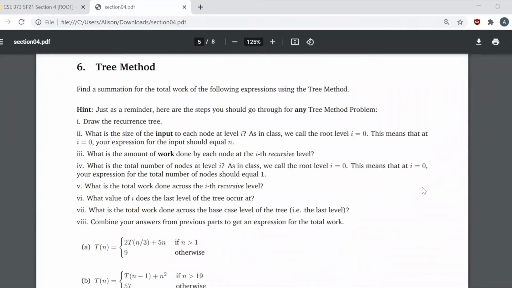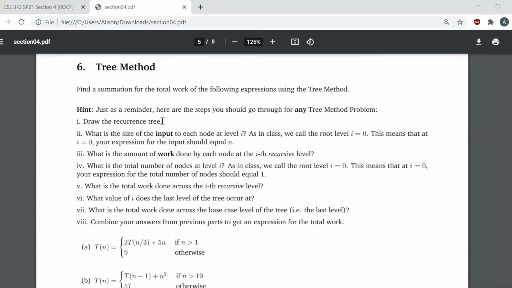Hi everyone, today we're going to be going over problem 6a, which is the tree method for this recurrence. Recall that the goal of the tree method is to build up a summation for the total amount of work accomplished by this recurrence, but we break it down into small parts so that we can eventually build up that answer. Okay, so what's the first step? We're going to draw the recurrence tree.